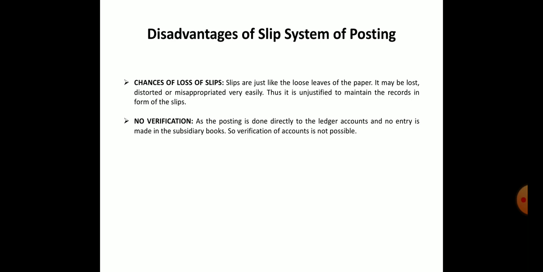Next is no verification. If the slip has been torn up, or the slip is lost by the banker, then there will be no verification. So verification in that system is a complex one.